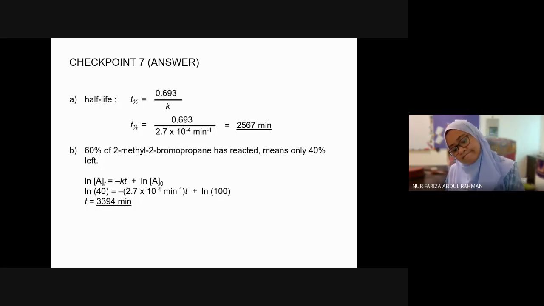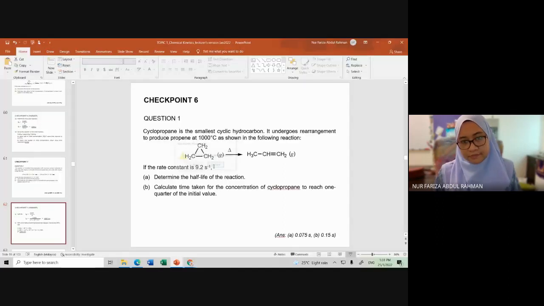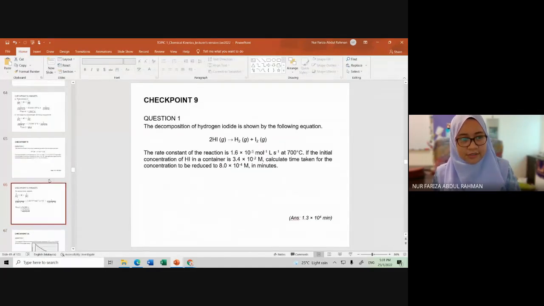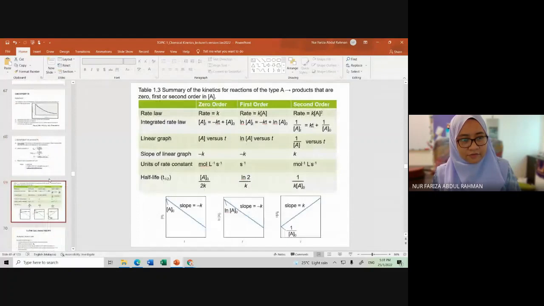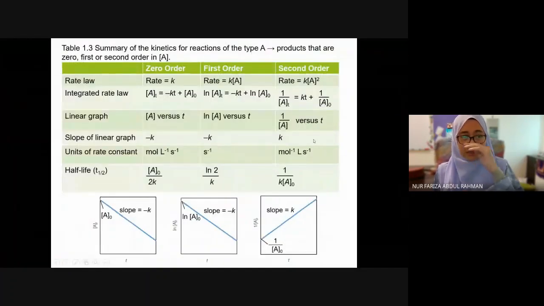Okay. Alright, so we stop at checkpoint 7. The rest of the checkpoints will be discussed next week, so that we can proceed to the next subtopic. Okay guys. Alright, maybe I can conclude here. Okay, try to complete all the checkpoints.